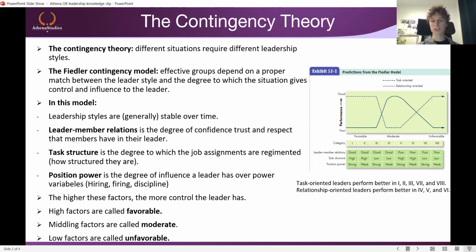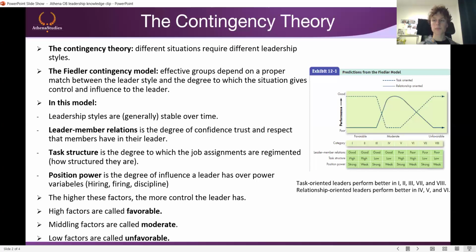The second variable is task structure, which is the degree to which the job assignments are regimented. And regimented just means how structured or unstructured they are. So if you have a job where it is very unclear how you're supposed to get the results that you want, and you're free to do whatever you want, we call that an unregimented or unstructured job assignment. While a job that has pretty much every step laid out in a very objective way with no room for interpretation, that is a very regimented or structured job assignment.